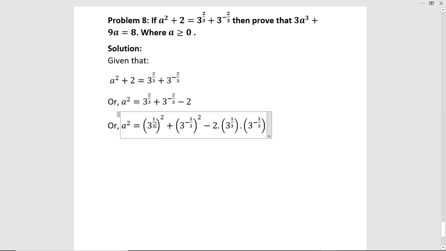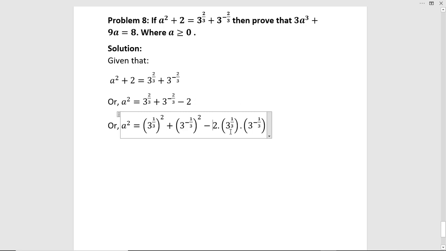so we can see that by observation, 3 to the power 1 by 3 and 3 to the power minus 1 by 3, if they are multiplied, then the power will be added and the sum of the powers will be 0. So 3 to the power 1 by 3 into 3 to the power minus 1 by 3 results 1. Therefore we can write 3 to the power 1 by 3 and 3 to the power minus 1 by 3, which will not change the value of 2. This term is equal to 2.